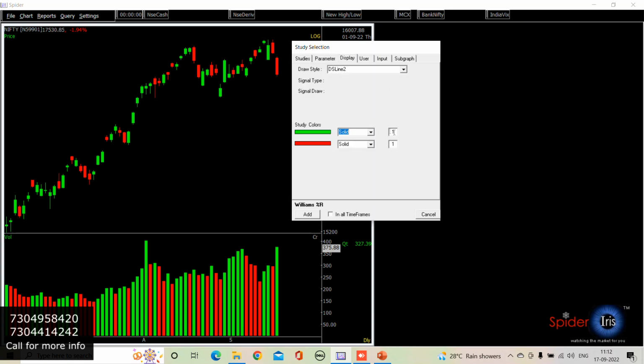From display, we will increase the thickness of the indicator lines. Here the green line will indicate the Williams indicator and the red line is its average. In all time frames, add.